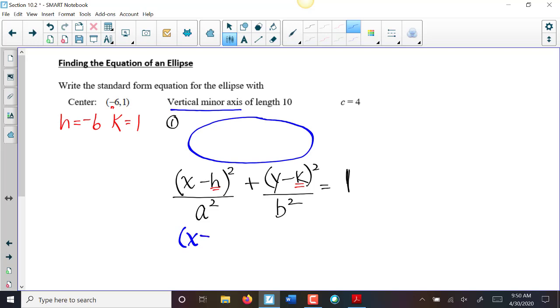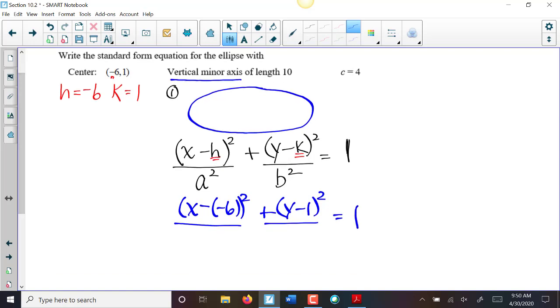So that becomes x minus -6, which of course you can switch to x plus 6. And then that's y minus 1. All right. And so then I need a and b.